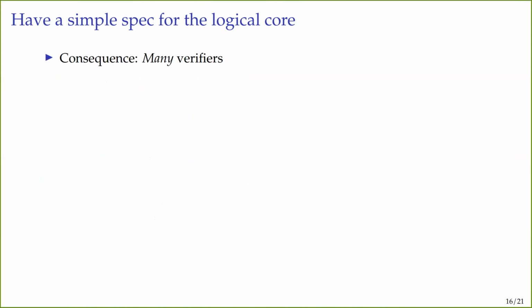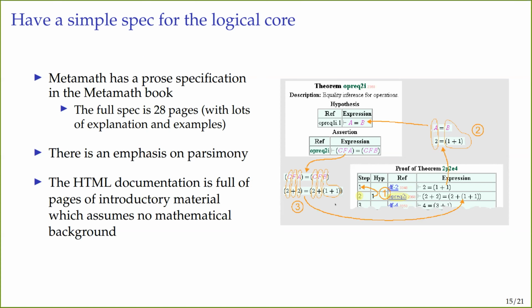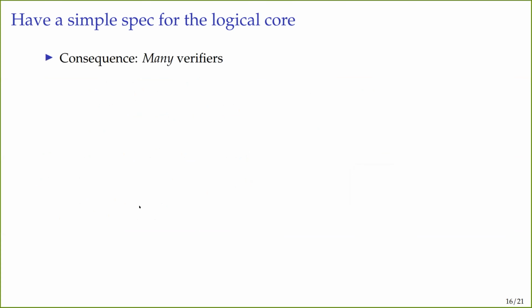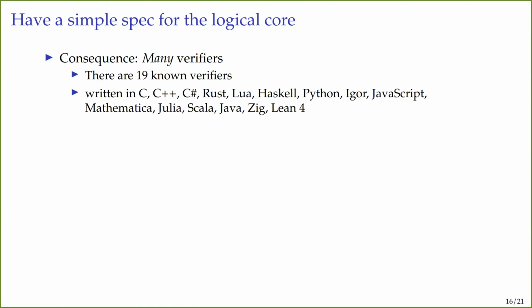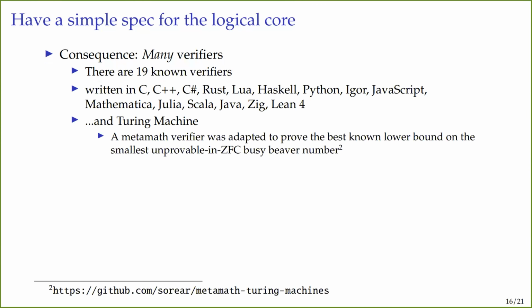So a consequence of these two factors, that it's simple, that there are few things in the language, the spec is easy to understand, and there's lots of documentation on it, means that there are many verifiers. There are 19 known verifiers written in all of these languages. And yes, Lean 4 is one of them. There's even a Turing machine verifier. I'm quite impressed with this work.